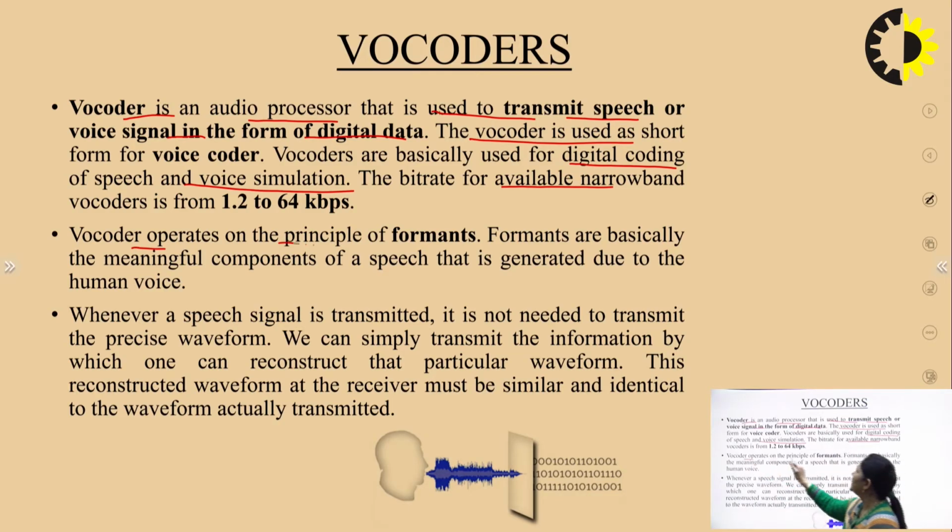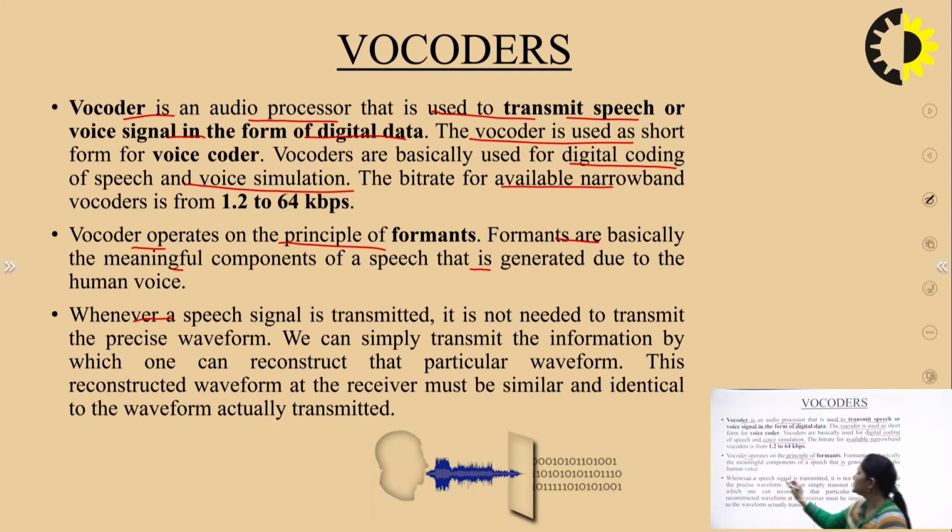Now the vocoder operates on the principle of formants. What are these formants? Formants are basically meaningful components of speech that is generated by the human voice. Whenever we are speaking, many other sound signals are also produced along with the wanted voice signal. If we take out the important information from our speech signal that can be used to regenerate the voice signal again, we call it formants. Formants are basically the meaningful components.